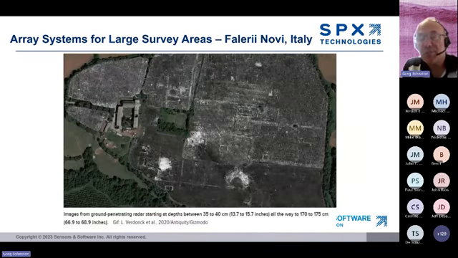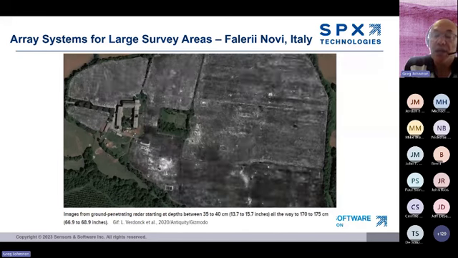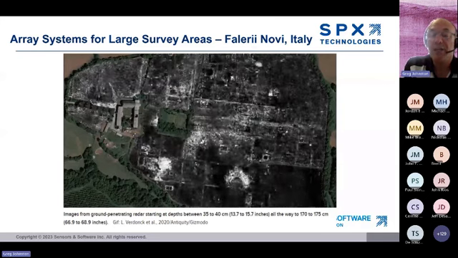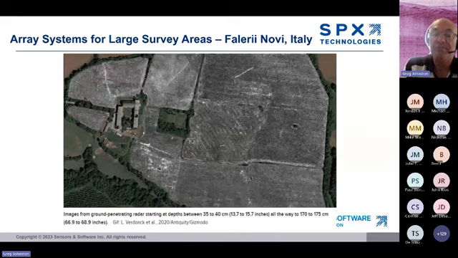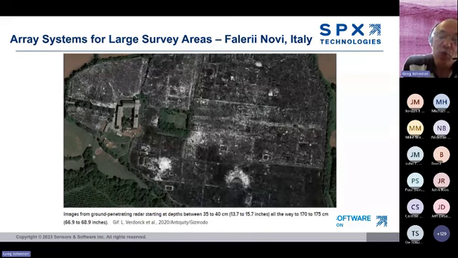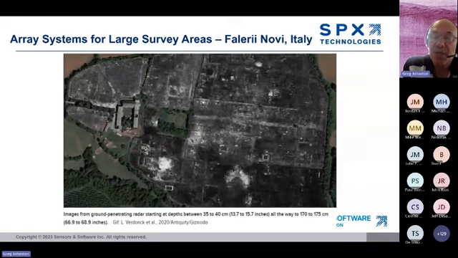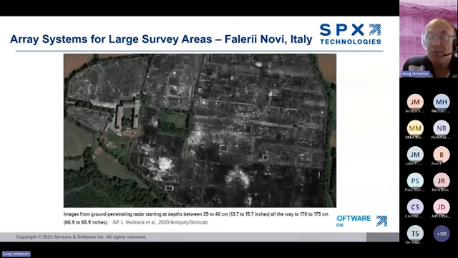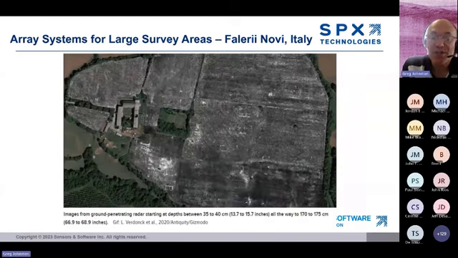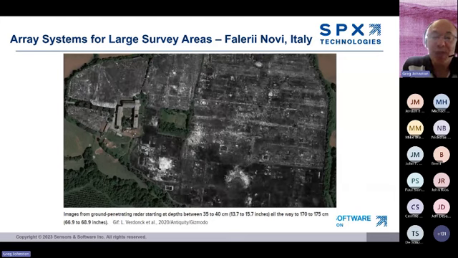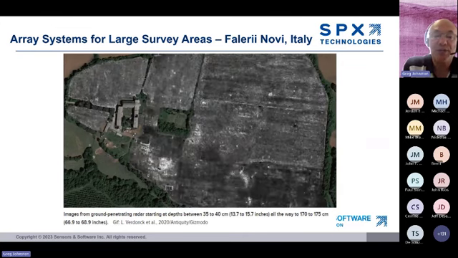For example, in the summer of 2021, some of you may have heard about the GPR survey done in Filari Novi in Italy, north of Rome. I apologize to all Italians for butchering that name. An entire Roman city was surveyed using a Sensors and Software SPIDAR system. The data really speaks for itself. Buildings, streets, even at this scale, you can see the amphitheater. And when you zoom in, I'm sure there's much, much more to keep archaeologists busy for years to come.